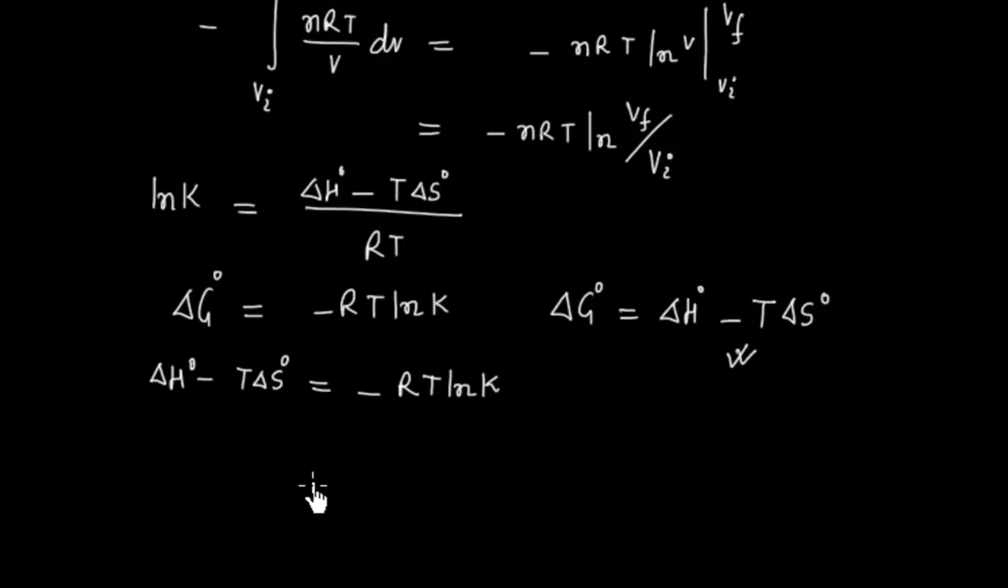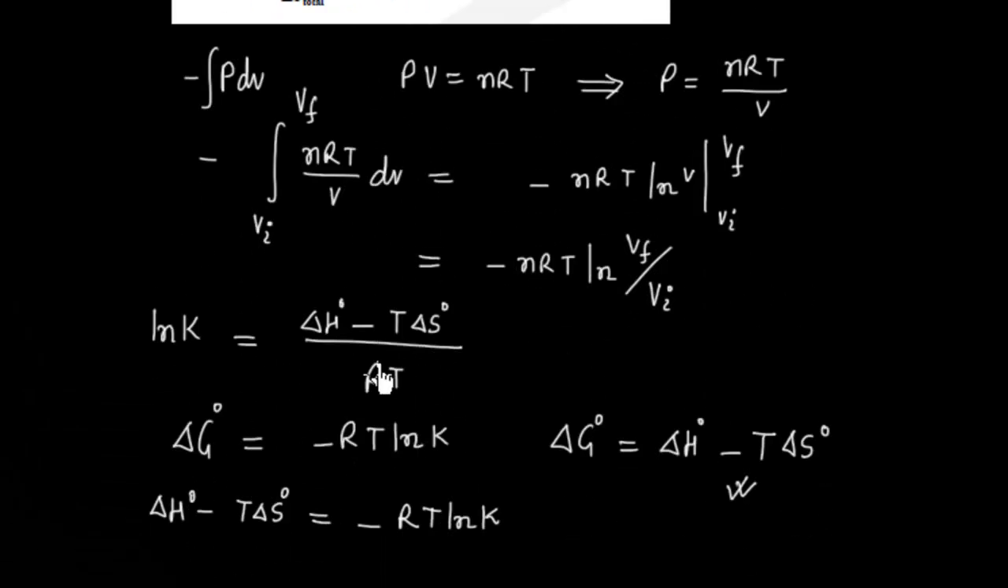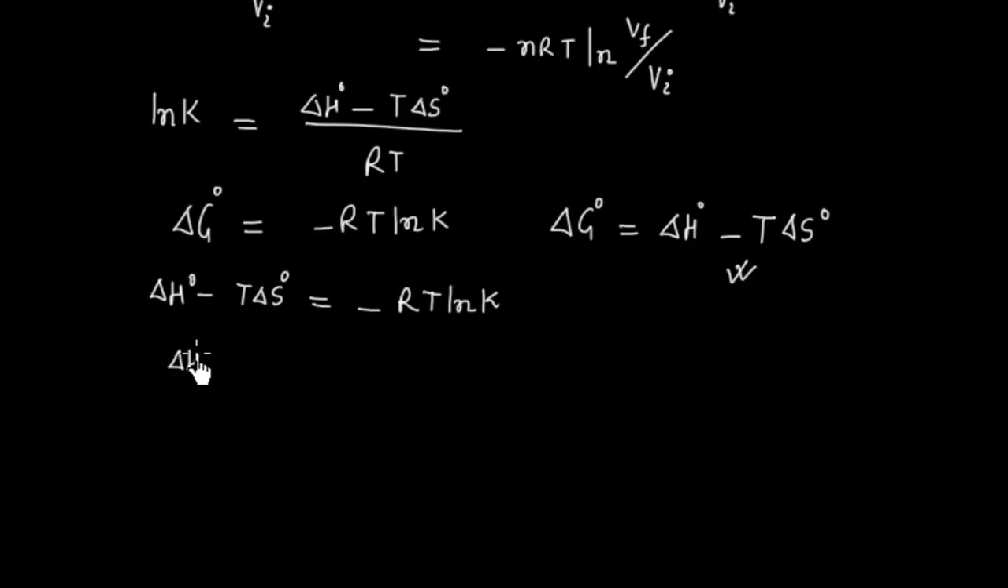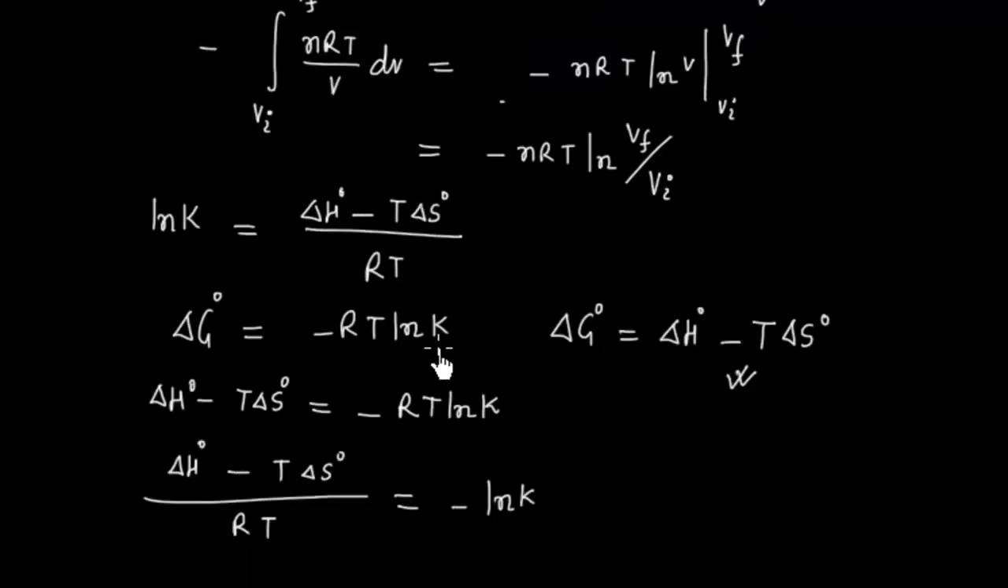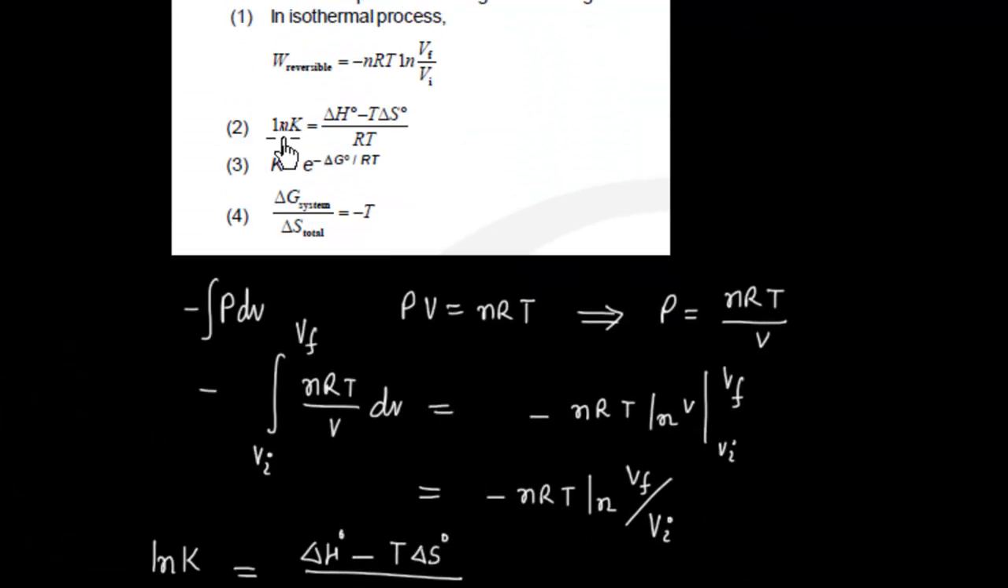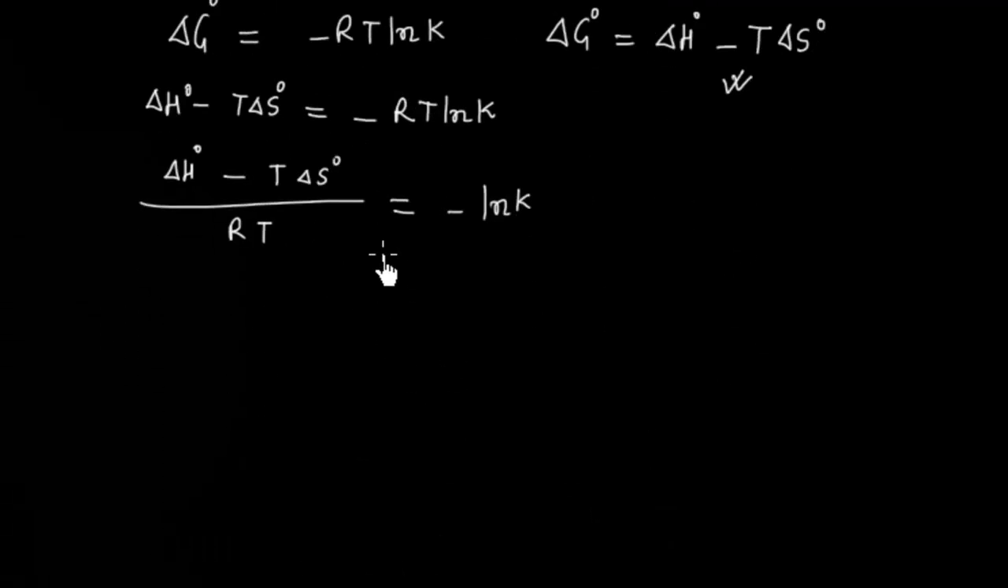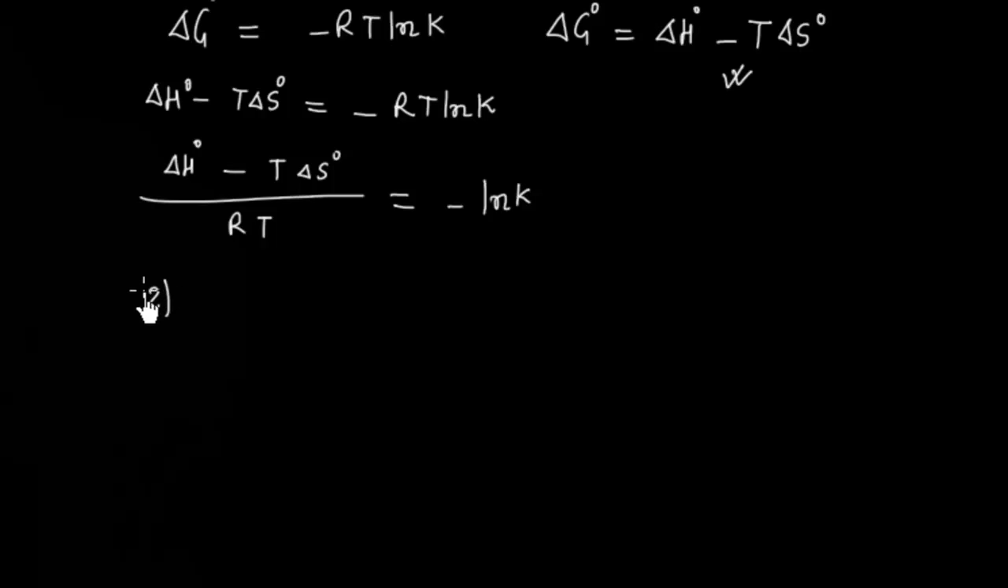Are you getting it or not? So you see we can put this RT on this side, so I can write delta H degree minus T delta S degree divided by RT, and this comes out to be minus ln k. So let us check this expression: delta H degree minus T delta S degree divided by RT. I should have minus ln k, so this is the wrong option. In this case option 2 is incorrect, so the right answer is 2.